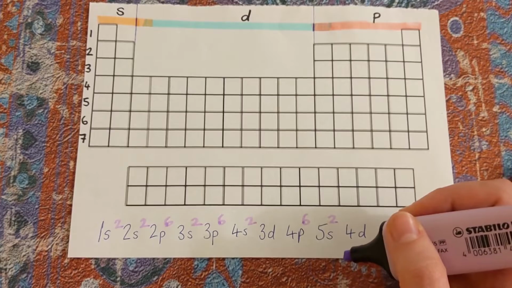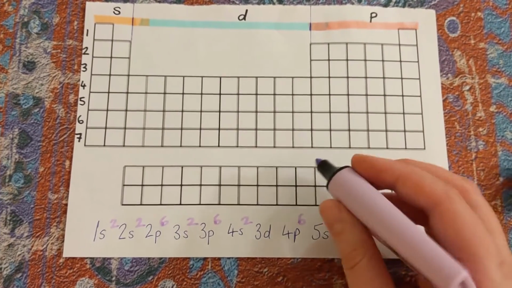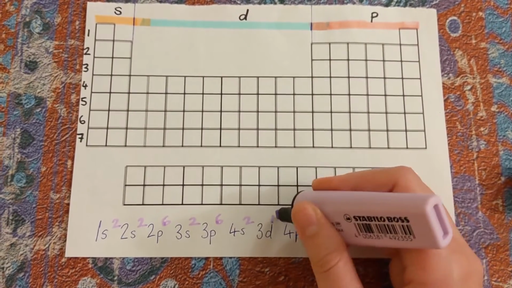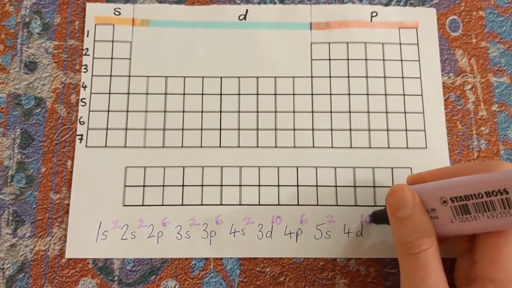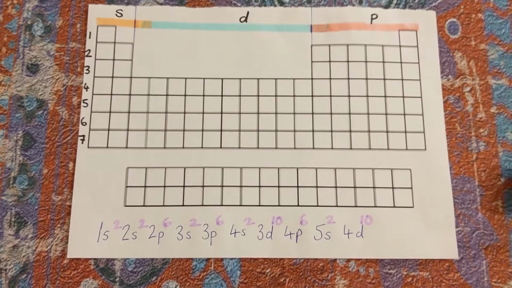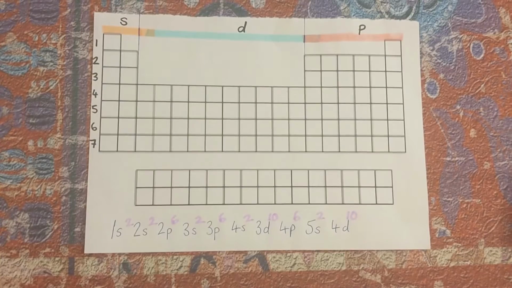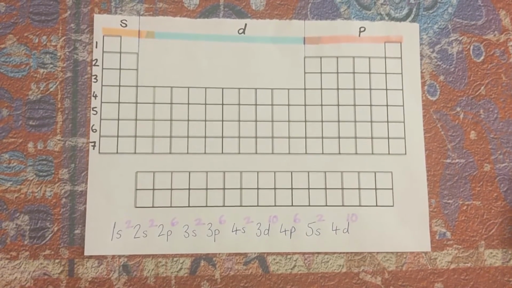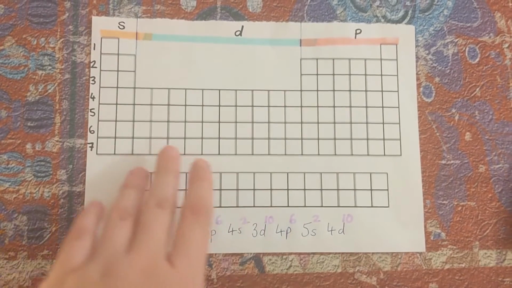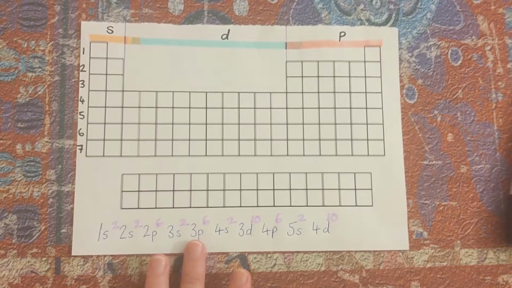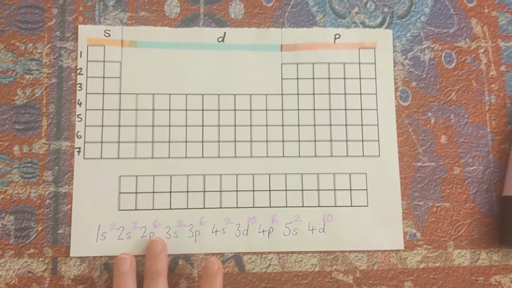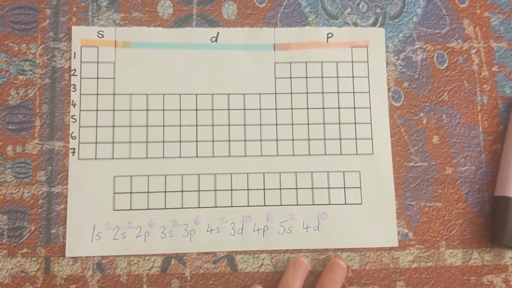Then the D subshell consists of 5 d orbitals. Each can hold 2 electrons. 5 times 2 is 10. And that is all we need for now. So we've labelled the 3 different blocks of the periodic table. We've labelled the periods, and we have our order of filling of subshells along with the maximum number of electrons that each one can hold.